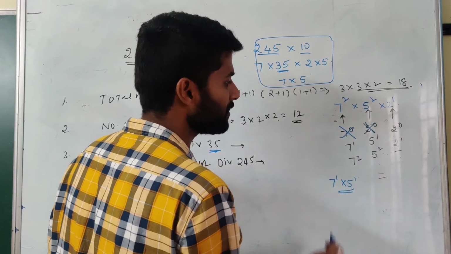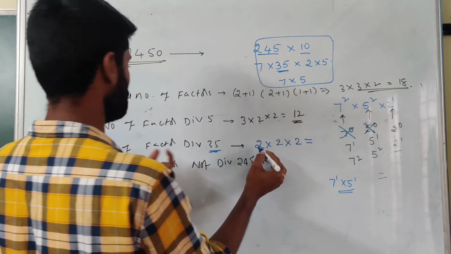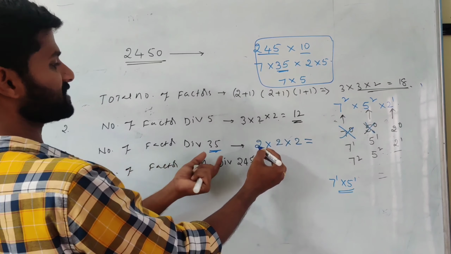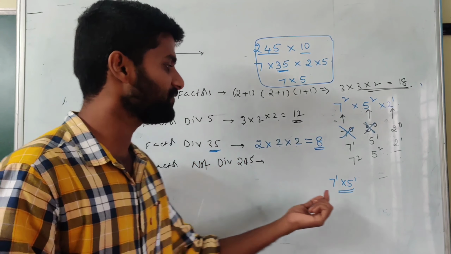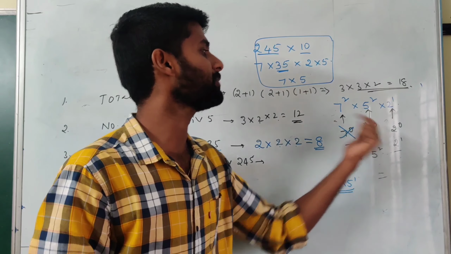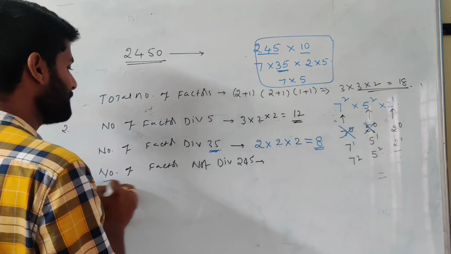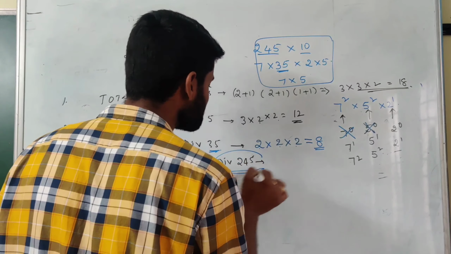And you consider 2 power 0 and 2 power 1. The total number of factors: here we consider 2 numbers, here we consider 2 numbers, here we consider 2 numbers. The total number of factors divisible by 35 means the total answer is equal to 8. See, if we want 35, we require together 7 power 1 and 5 power 1. We do not require 7 power 0 and 5 power 0 values. Clear?